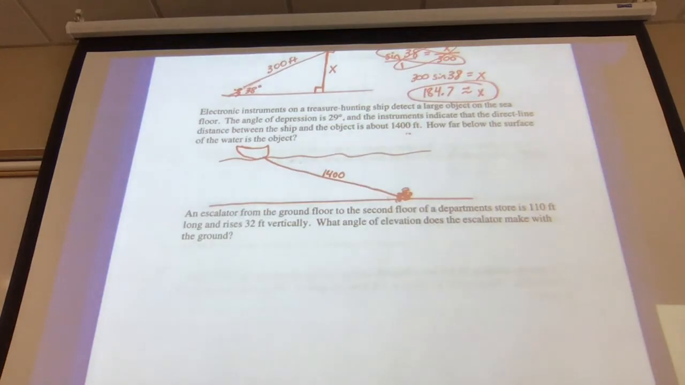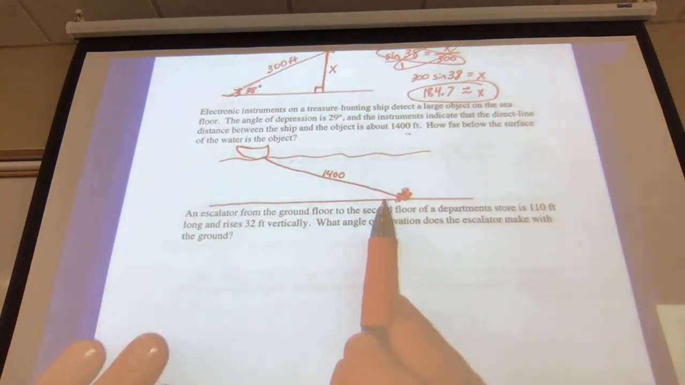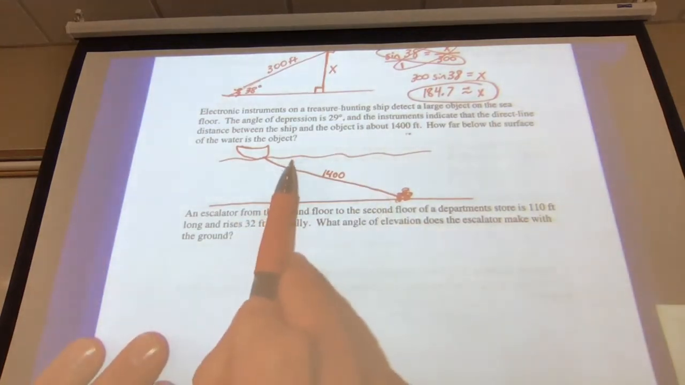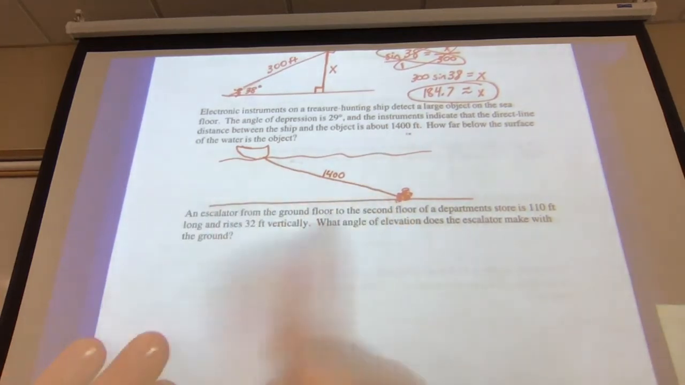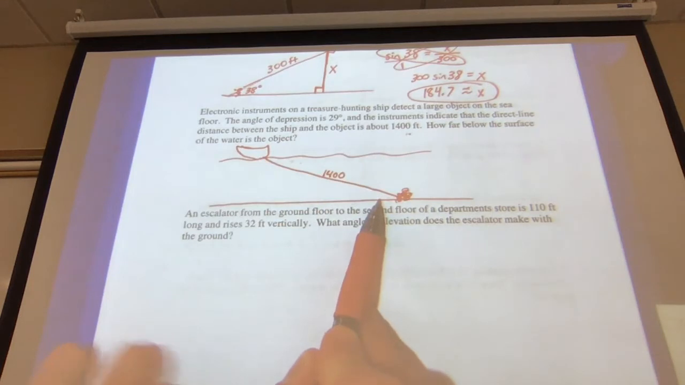The top one. The top one's going to be. Just the bottom one, you've got a horizontal line and a line going up. That's an angle of elevation right there.